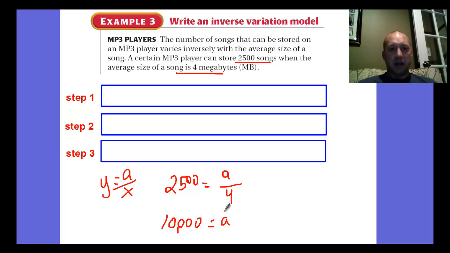And a doesn't have meaning. A is just a constant variation. It's the number we use to describe the relationship between x and y. There's no meaning in that number. So our equation, y equals 10,000 divided by our x. So if you have the size of the song, you can divide 10,000 by that to figure out how many songs would actually fit on that.